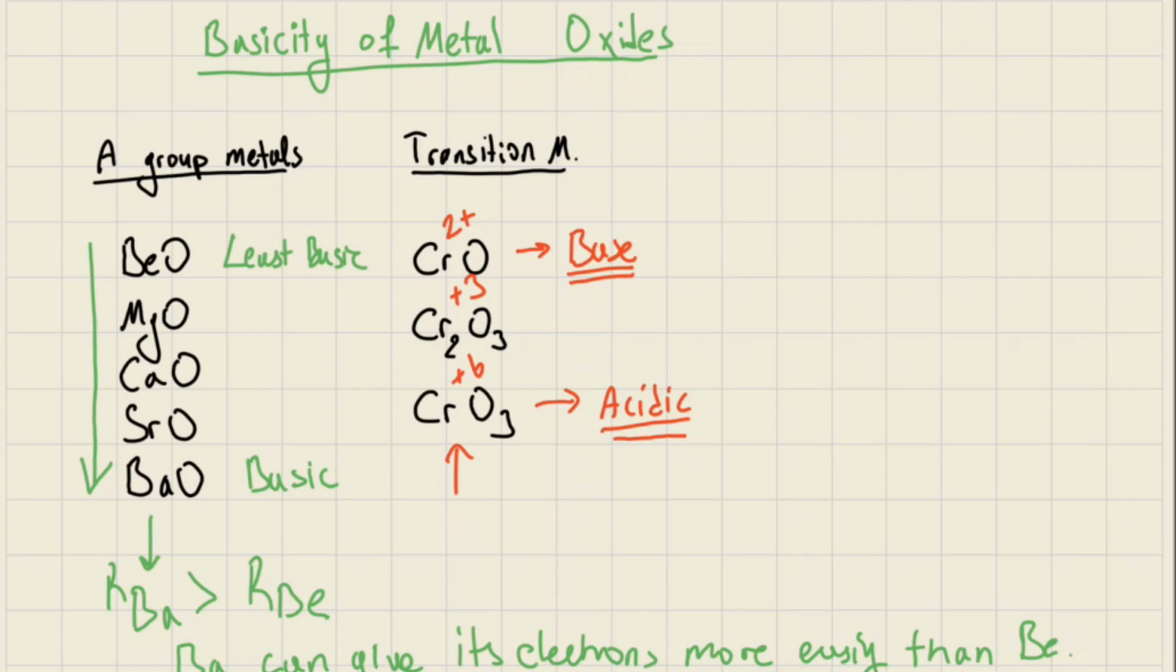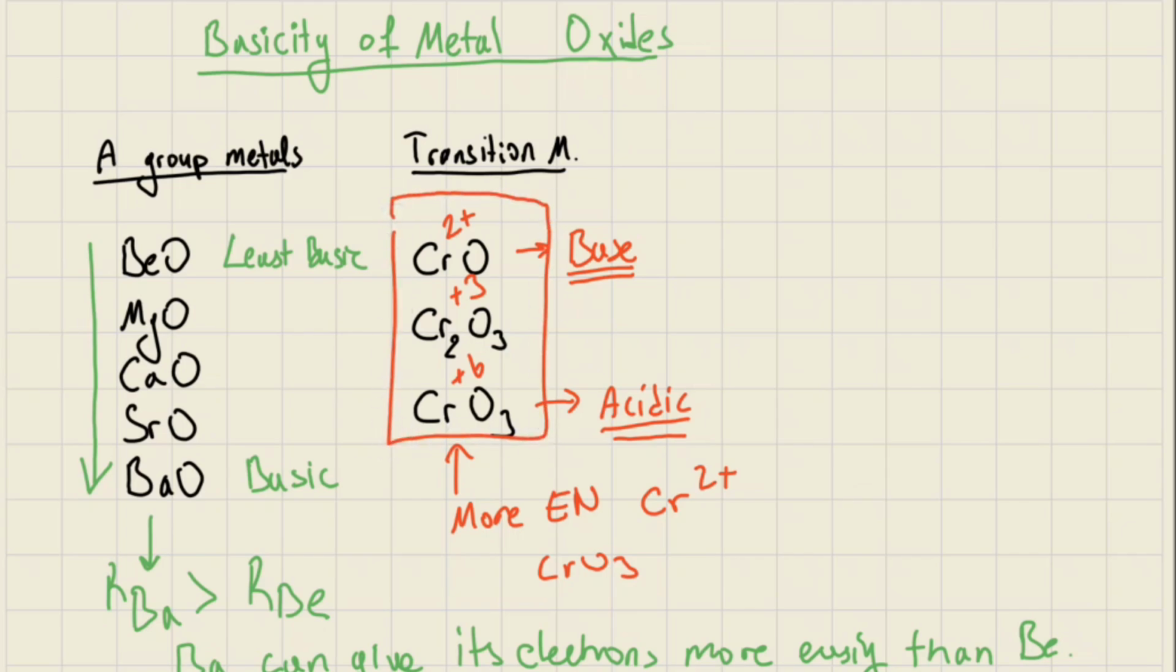In our case, chromium 6 plus is more electronegative. This is a more electronegative atom than chromium 2 plus. And therefore, CrO₃ is the most covalent and least basic chemical among these three molecules.